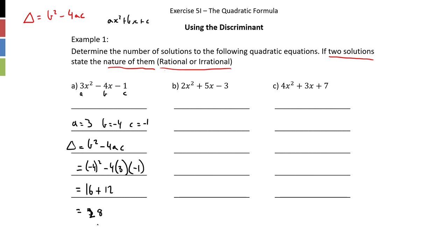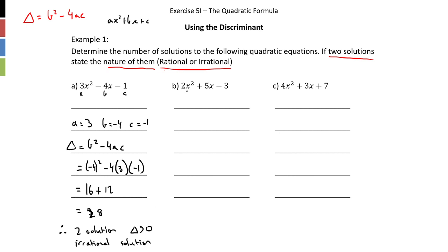16 plus 12 is 28. Okay, so we got 28. So therefore we can say there are two solutions, because our discriminant was greater than 0. And 28, that's not a perfect square. It's not 4 squared, it's not 3 squared, it's none of them. So we will have irrational solutions. That means we'll have surds.